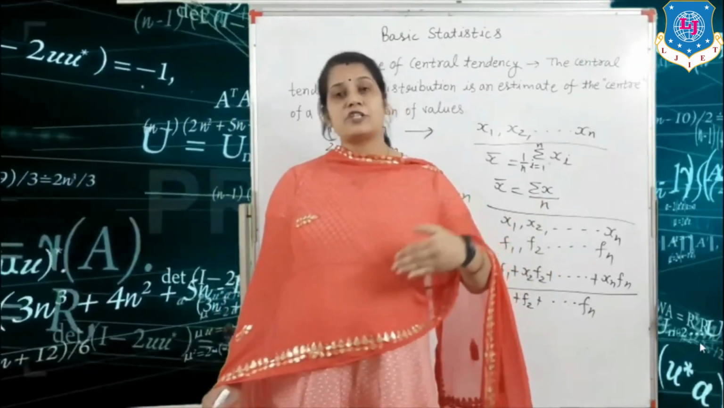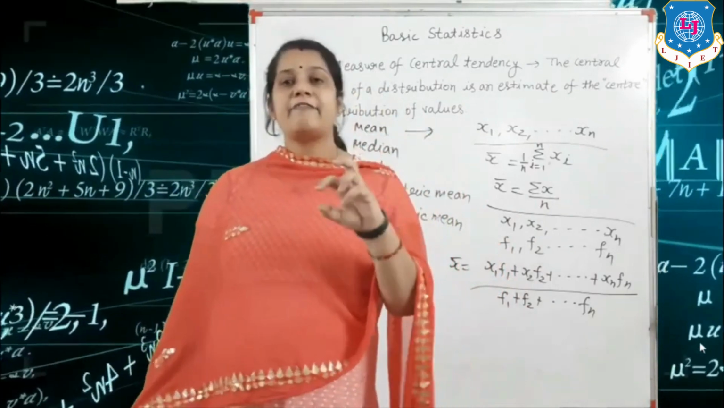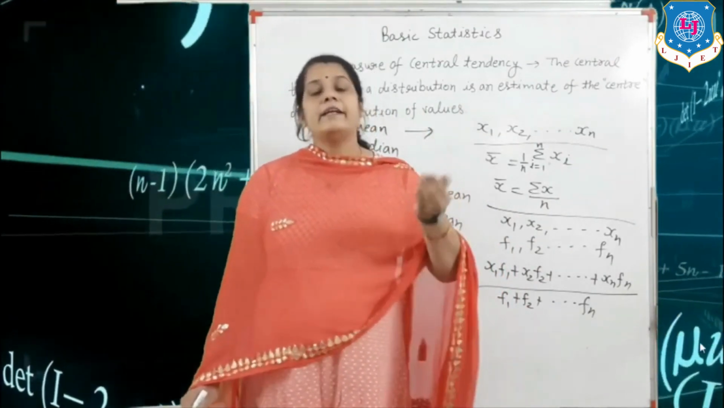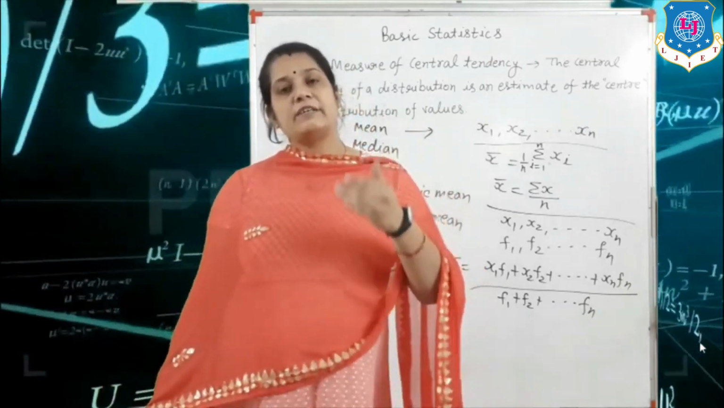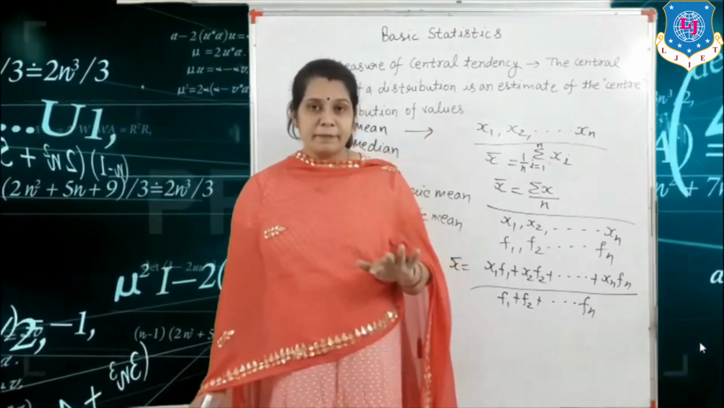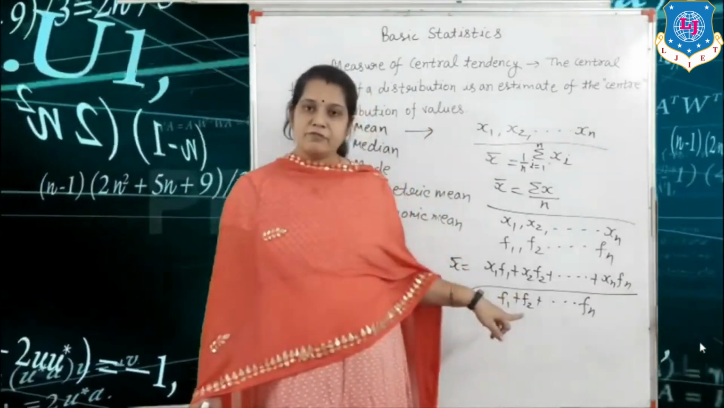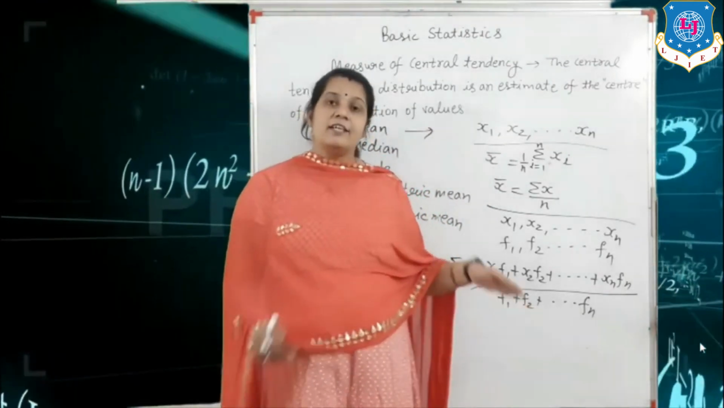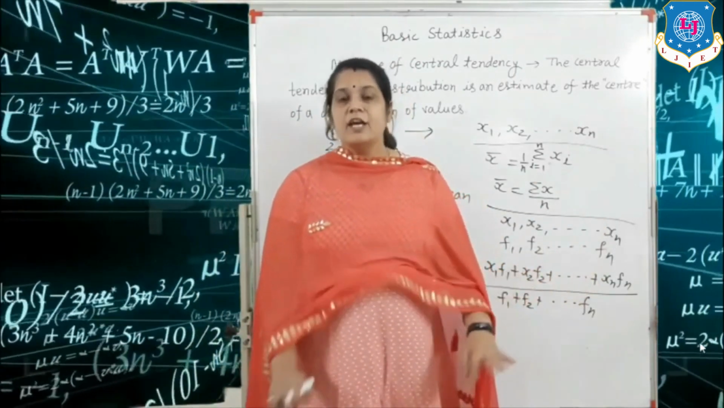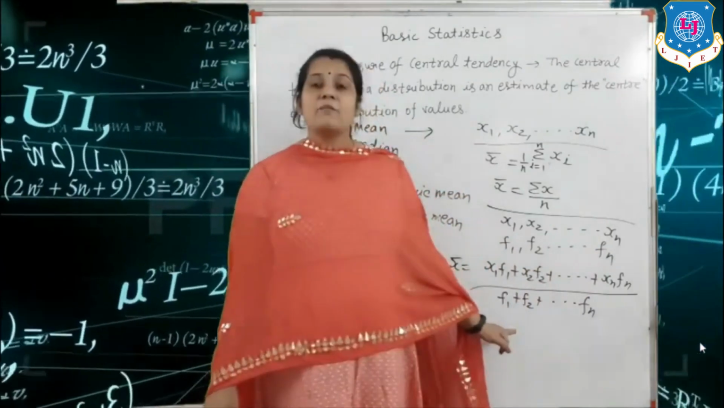But if a question is given with x and f both, that means we are given the value of x and according to this x the value of f, the frequency, then always keep in mind, in the denominator you write the sum of the frequencies, not the number of terms. Always write the sum of the frequencies.